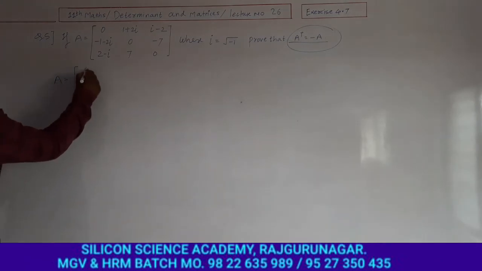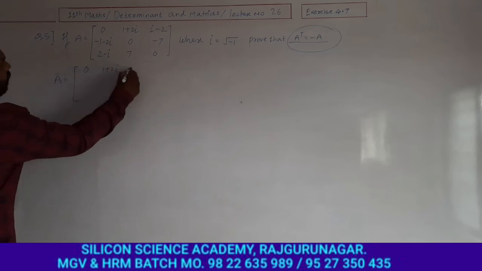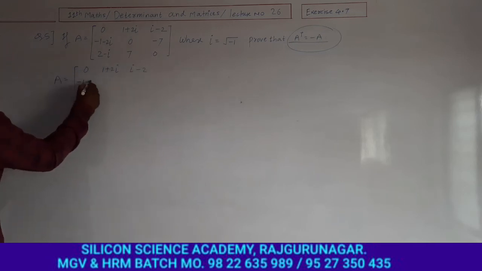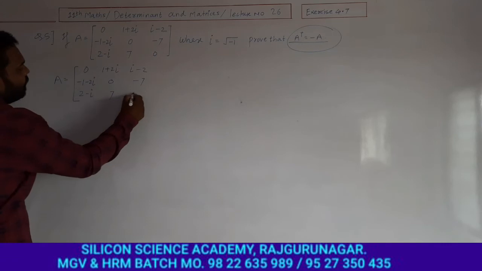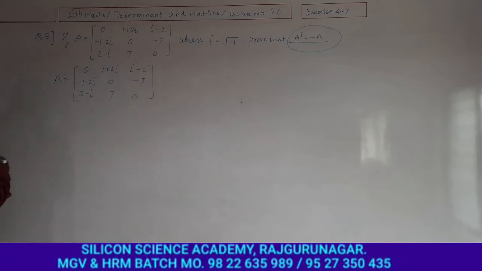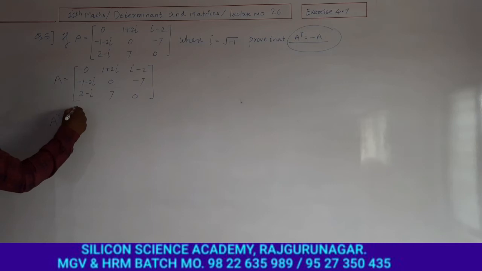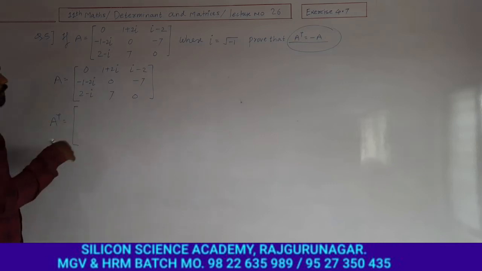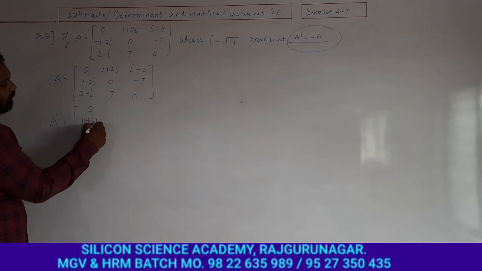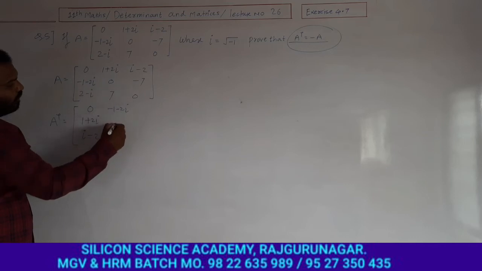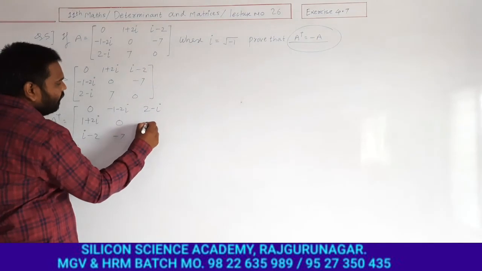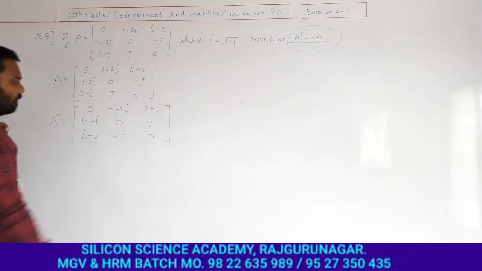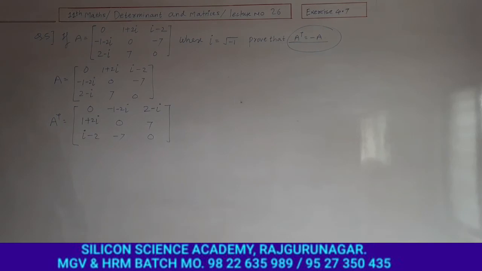A is what? 0, 1 plus 2i, i minus 2, that is minus 1 minus 2i, 0, minus 7, that is 2 minus i, that is 7, that is 0. This is A. Okay? Find out A transpose. A transpose, 0 is the column. That is 0, 1 plus 2i, i minus 2, minus 1 minus 2i, 0, minus 7, that is 2 minus i, that is 7, that is 0. That is A transpose. Okay.